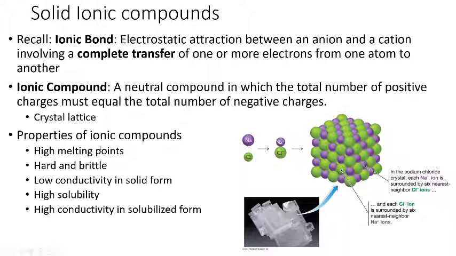So some of the properties of these ionic compounds are that they exhibit very high melting points. They're very hard and brittle. They have a low conductivity in their solid form. They're very highly soluble, but they exhibit a very high conductivity in their dissolved form. So if you think about your typical table salt, that really exhibits all of these different properties.